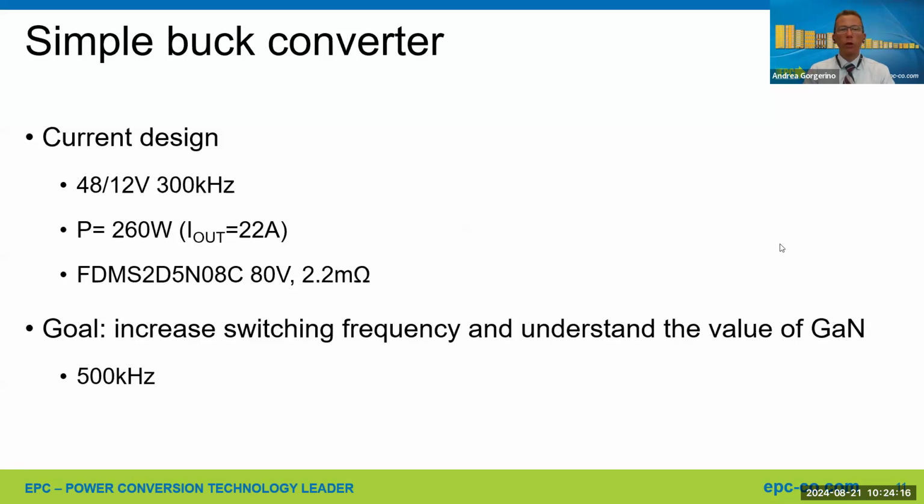But we'll just assume that we have a very standard buck converter, 48 to 12 volt, running at 300 kilohertz, about 260 watt, that's 22 amps. And it's using this onsemi part, 80 volt, 2.2 milliohm. It's a silicon MOSFET, latest generation. And the goal that we have is we want to increase the switching frequency, and we want to use these tools to understand what the value of GaN is in this particular application. So our target is 500 kilohertz, right? Let's see what we can get.